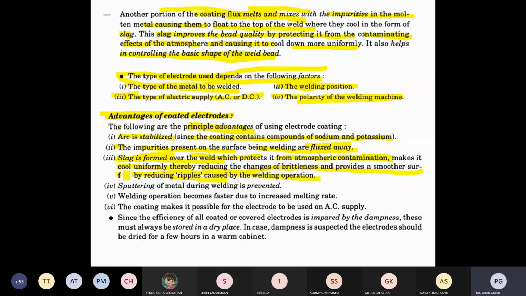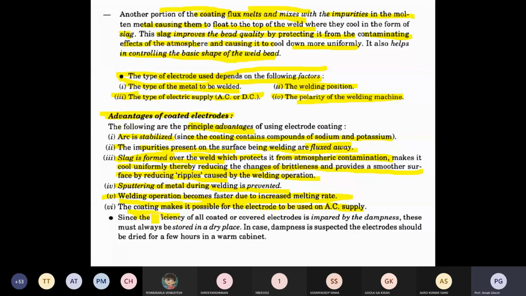So these are important features of the flux, which can help the cooling down of your molten material as well as prevent it from oxidizing with atmospheric elements like oxygen and chlorine, highly negative elements. Then, spattering of the metal during welding is prevented. Welding operations become faster due to the increased melting rate. The coating makes it possible for the electrode to be used on an AC supply.